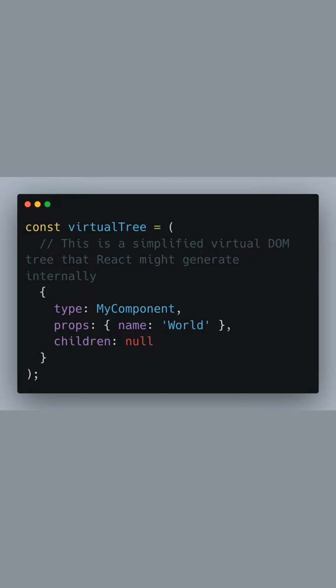Let's visualize what the virtual DOM might look like internally at this stage. We have an object representing the virtual DOM tree. It has a type which is our myComponent, props which is an object containing our name prop set to "world", and children set to null since myComponent doesn't have any children yet. Remember, this is a simplified version for demonstration purposes.